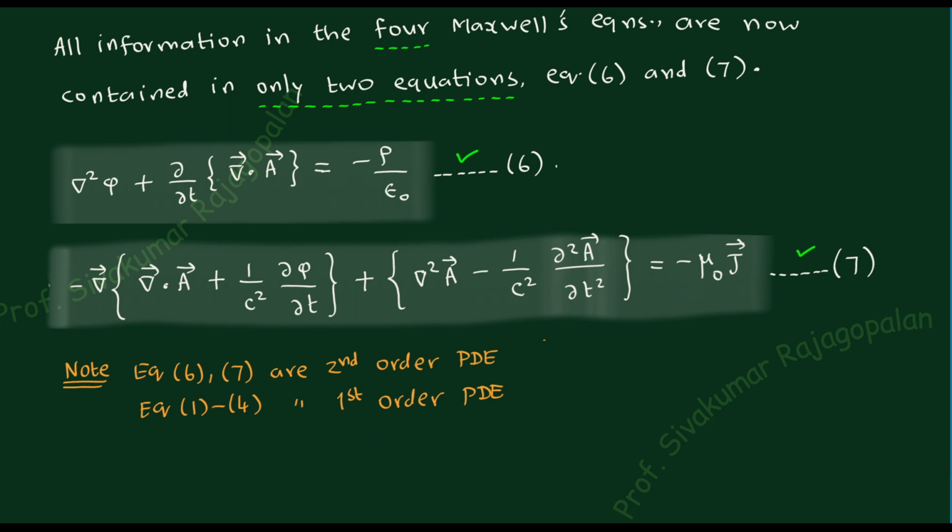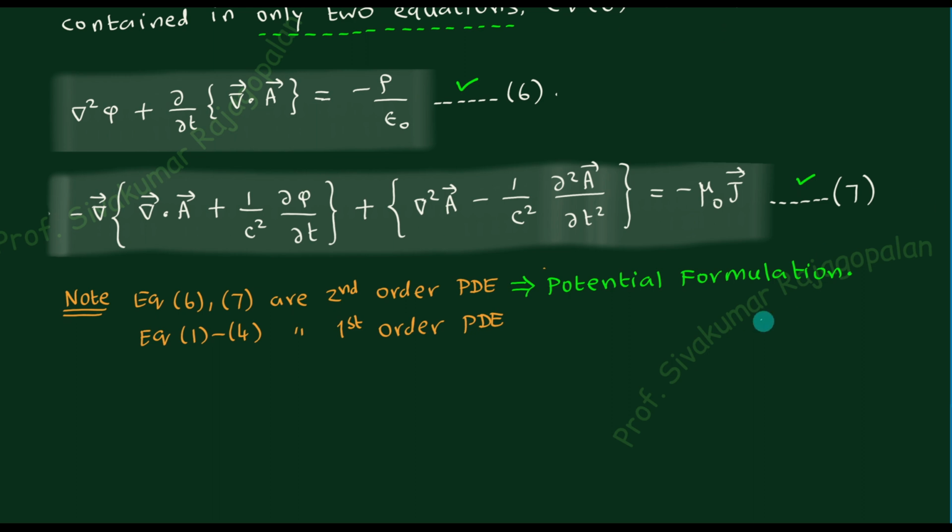I'll write down that the equations corresponding to 6 and 7 are known as the differential equations corresponding to the potential formulation, and the Maxwell equations you already know are the field formulation. Okay, so coming back to the gauge, I already explained. Do you want to choose only divergence of A equal to 0 or some other value? That is already explained.